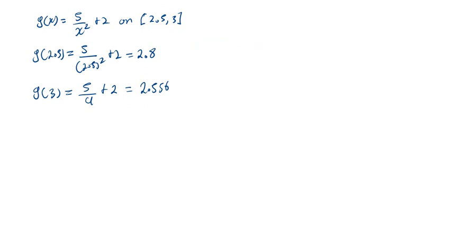The derivative of g of x, g prime of x, is going to be equal to negative 10 over x to the power 3. How have I gotten that? Your g of x can be written as 5 times x to the power negative 2 plus 2, so you just use the power rule there to differentiate.